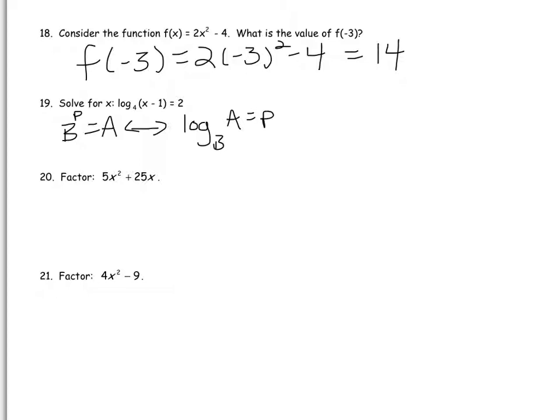So I have, well, first of all, my double arrows sometimes do not look really nice. That's just really bothering me for some reason. Double arrow. So if I have log base 4 of x minus 1 equals 2, the base is 4, the power is 2, and that will equal x minus 1.